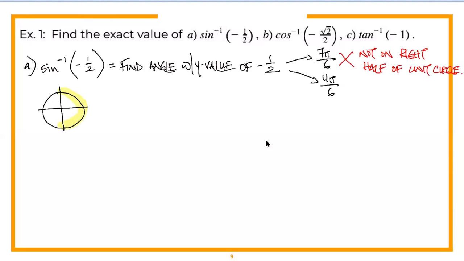So if you on test day tell me 7 pi over 6, that's not right. If you tell me on test day the answer is 11 pi over 6, you're actually still wrong. And here's why. This is negative pi over 2. This is pi over 2. Is 11 pi over 6 between negative pi over 2 and pi over 2? Like on a number line.